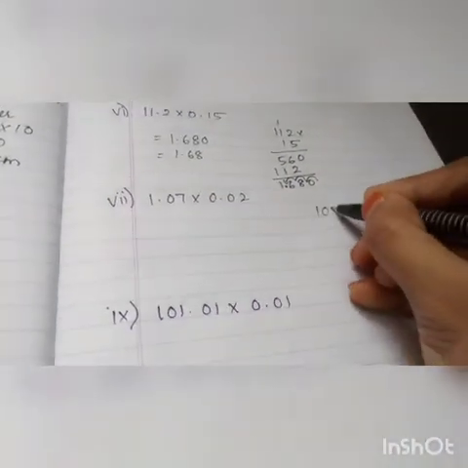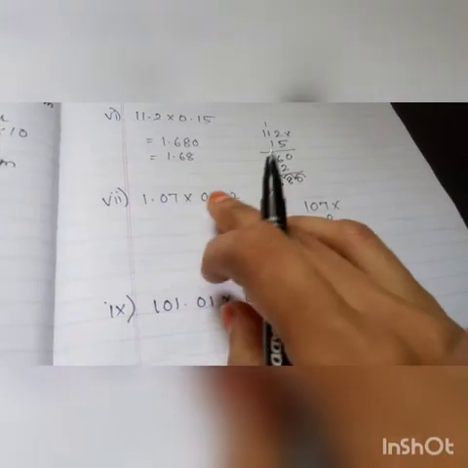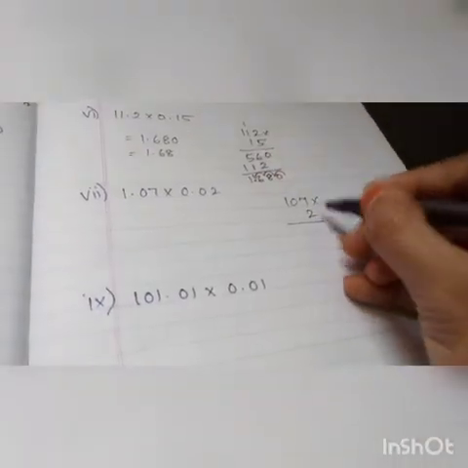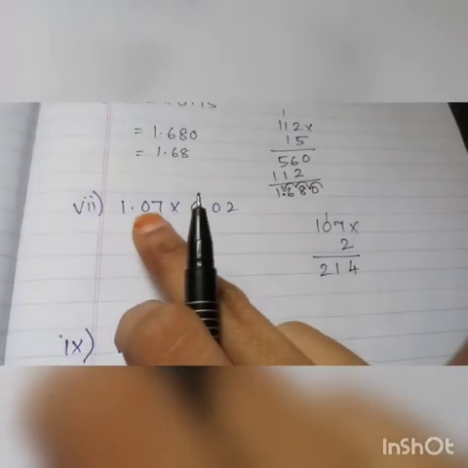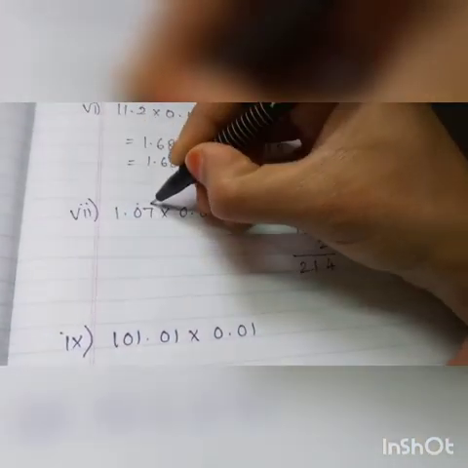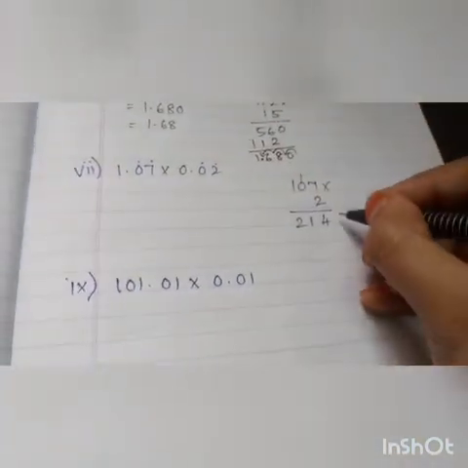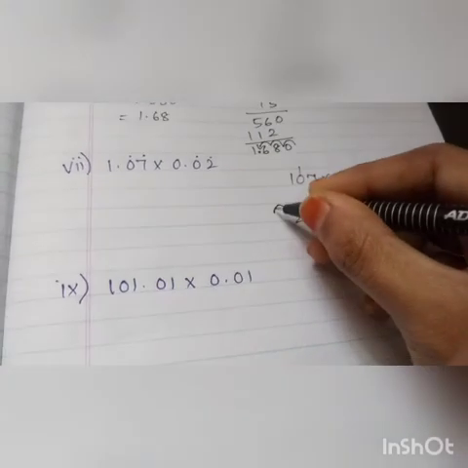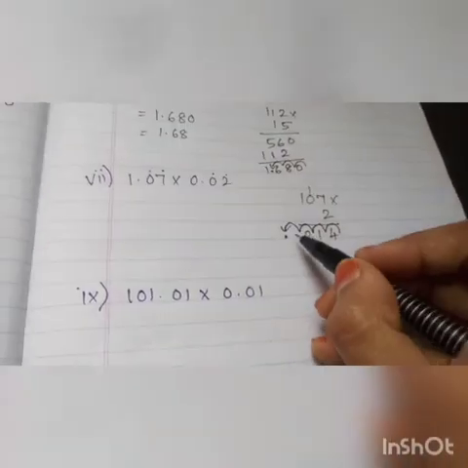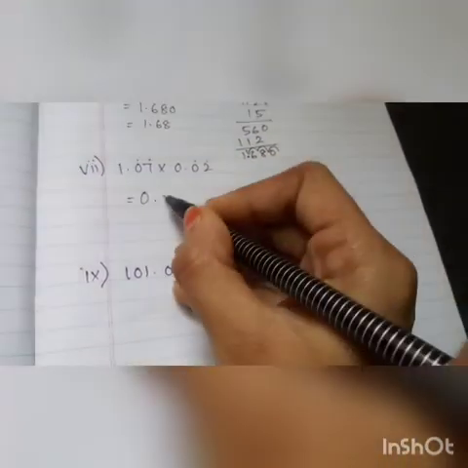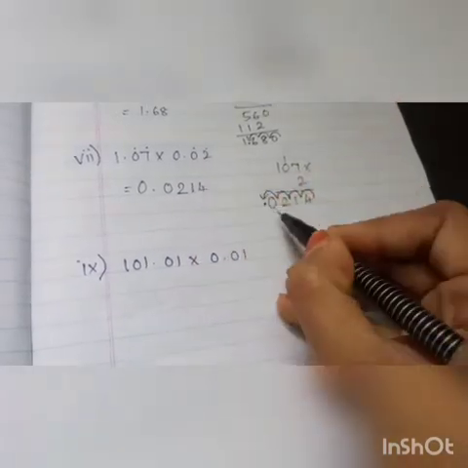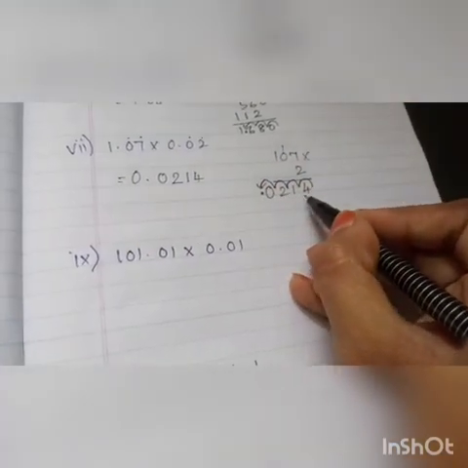Next, 1.07 into 0.02. How will you write? 107 into 2, because the zeros are not needed. Only 2. 7 2s are 14, 1, 2. 214 is your multiplication answer. How many digits should you shift? 1, 2, 3, 4. You will keep the decimal here. Some digit is missing, right? So insert one 0. So what is the answer? 0.0214. Okay.